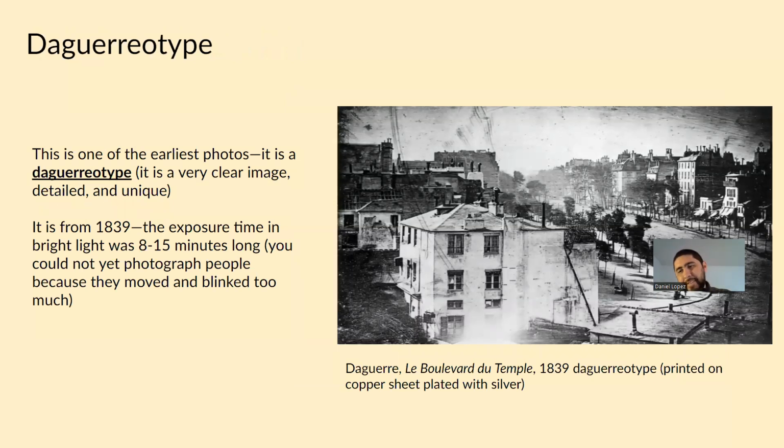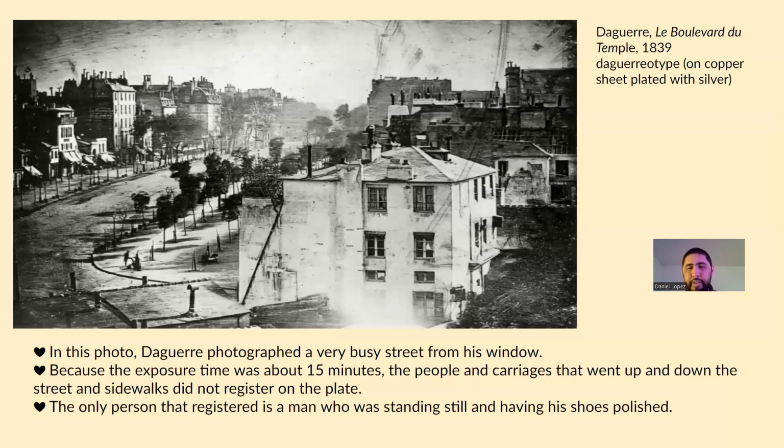Daguerreotype. It was the first popular medium to be used in photography, invented by Louis Daguerre. And this is a pretty cool photograph because the exposure time was like a few minutes, 15 minutes.